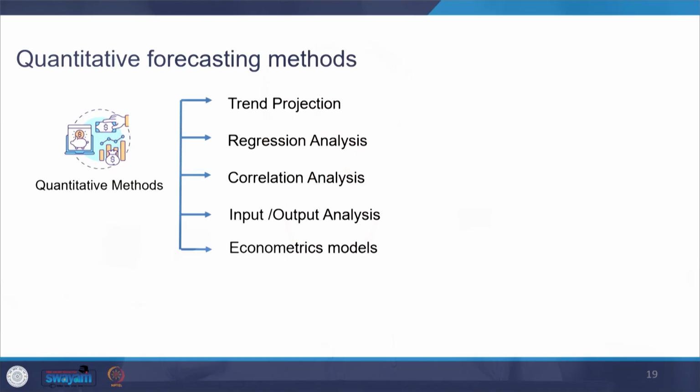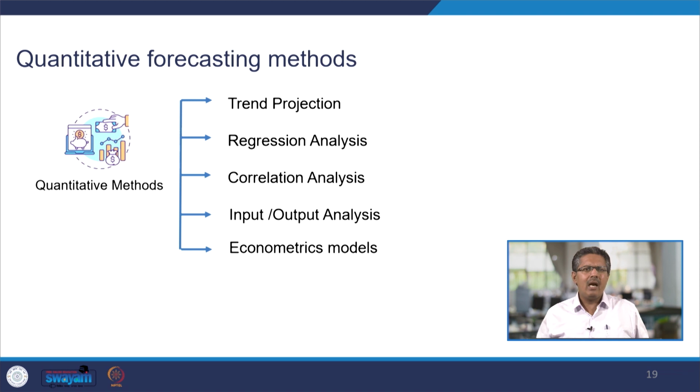So when we talk about quantitative forecasting tools, we largely talk about four methods, right? One is trend projection, then regression analysis and correlation analysis, generally considered in one group, and then you have input output analysis and finally the econometric models of forecasting.